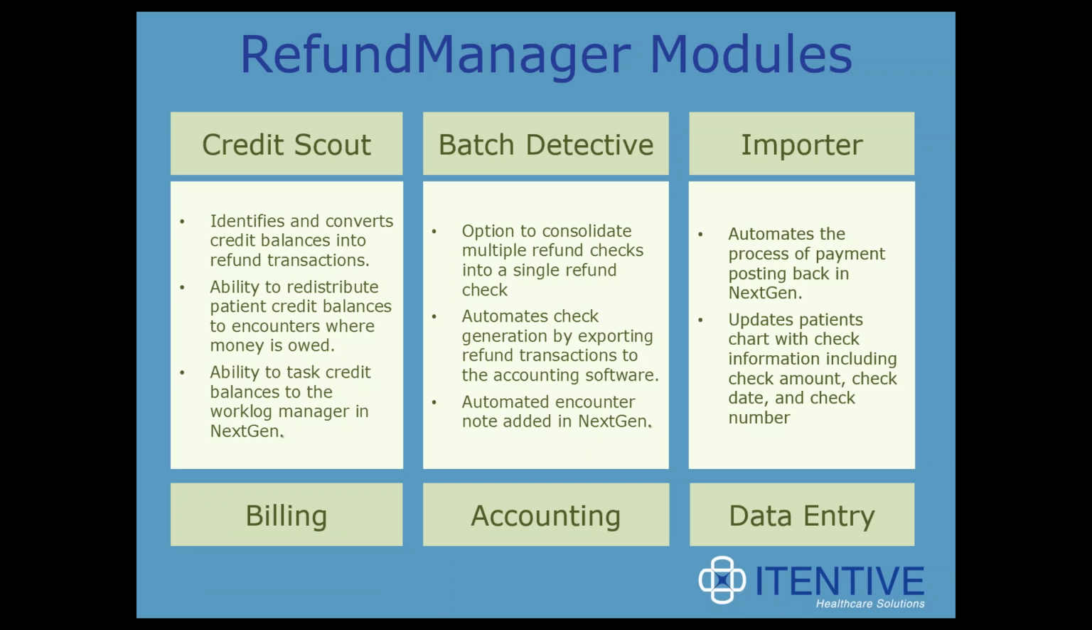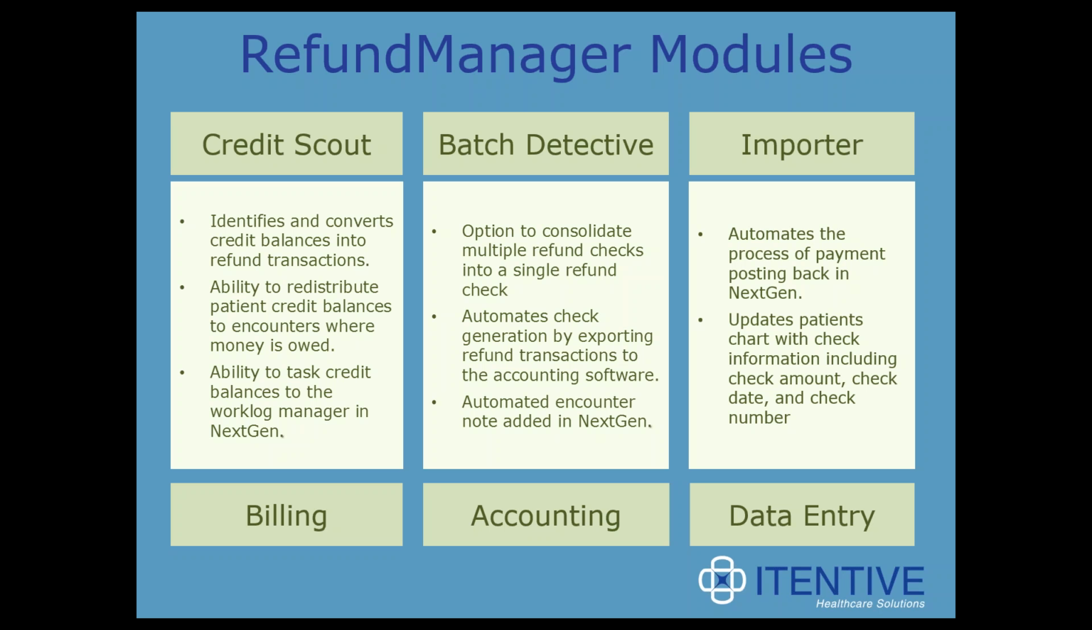There are 3 modules that make up Refund Manager: a Credit Scout module, a Batch Detective module, and an Importer module. The Credit Scout module is the one that's being used up front, and that is the one that allows you to easily find the credit balances on the accounts and then be able to decide what to do with that credit balance, whether to issue a refund, whether to apply that credit to an account that has an open balance on it, or to task it out to further research to the work log manager.